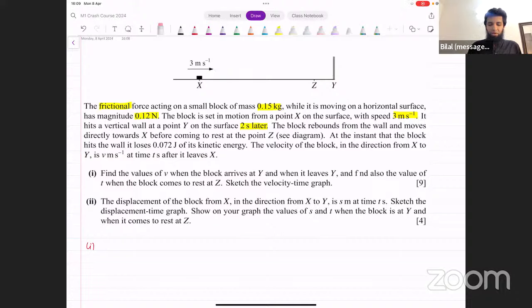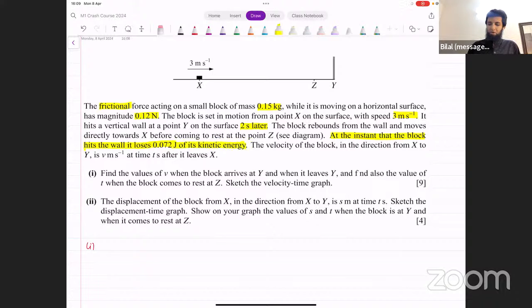At the instant that the block hits the wall, it loses 0.072 joules of its kinetic energy. So when it hits the wall, it loses 0.072 joules of kinetic energy.